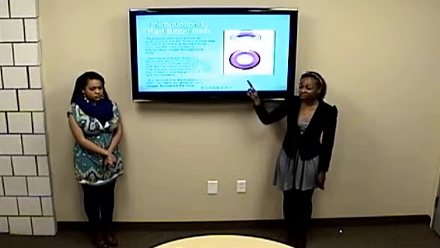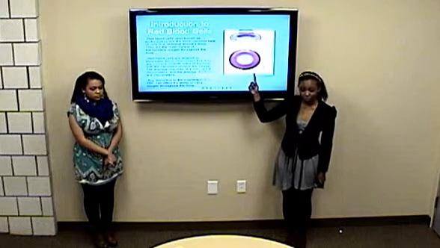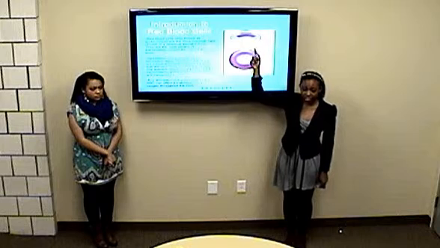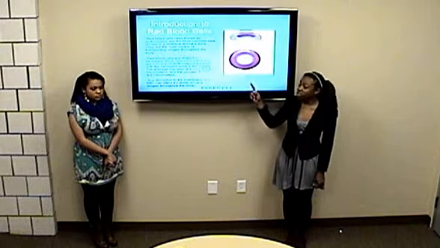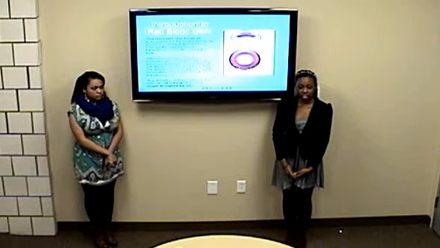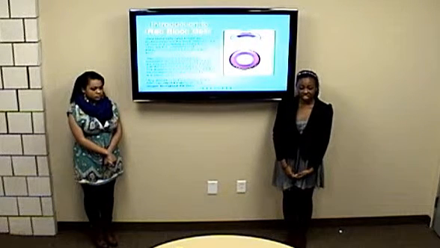The average diameter of a red blood cell is 7.8 micrometers, while the average width of a red blood cell is 2 micrometers. Any disruption to the size or shape of a red blood cell can affect its ability to carry oxygen throughout the body.